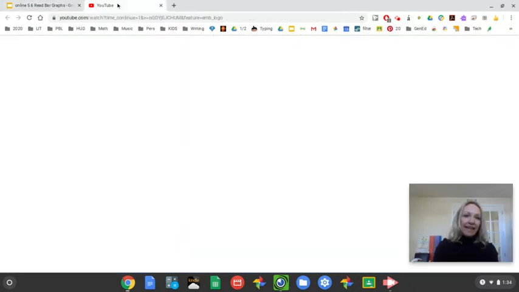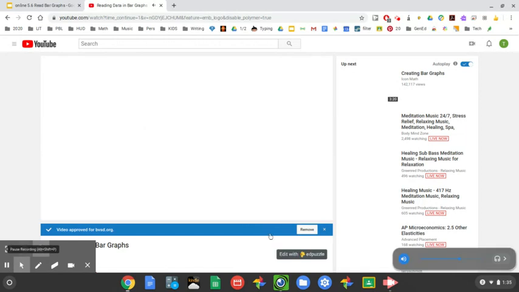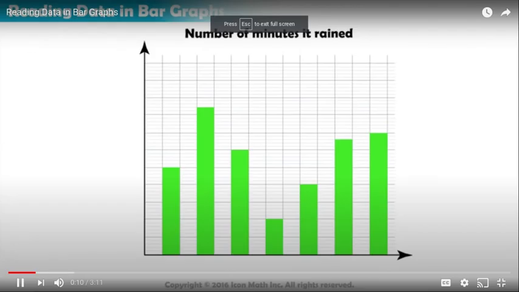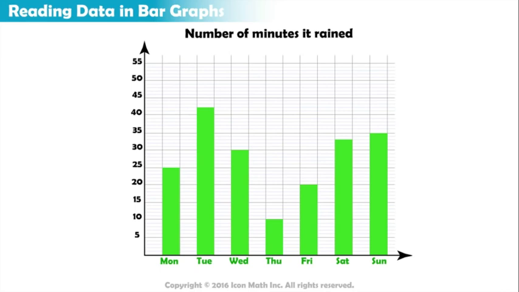All right, so let's go ahead and take a look at this short clip on bar graphs.